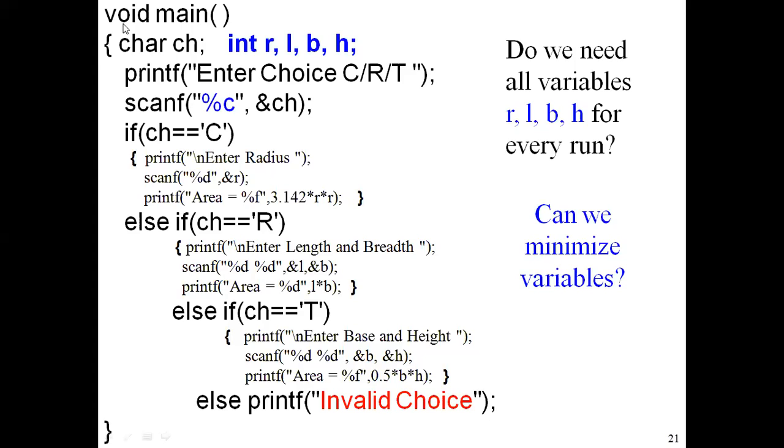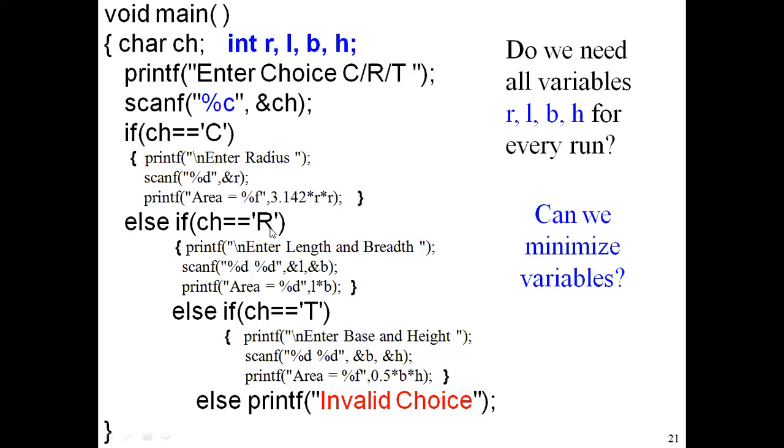My point is, if it is area of circle, then only you require R. If it is R, then only require L and B. If it is T, then only you require base and height. So if I enter choice as C, you require only radius. In that case, you don't require length, breadth, and height.